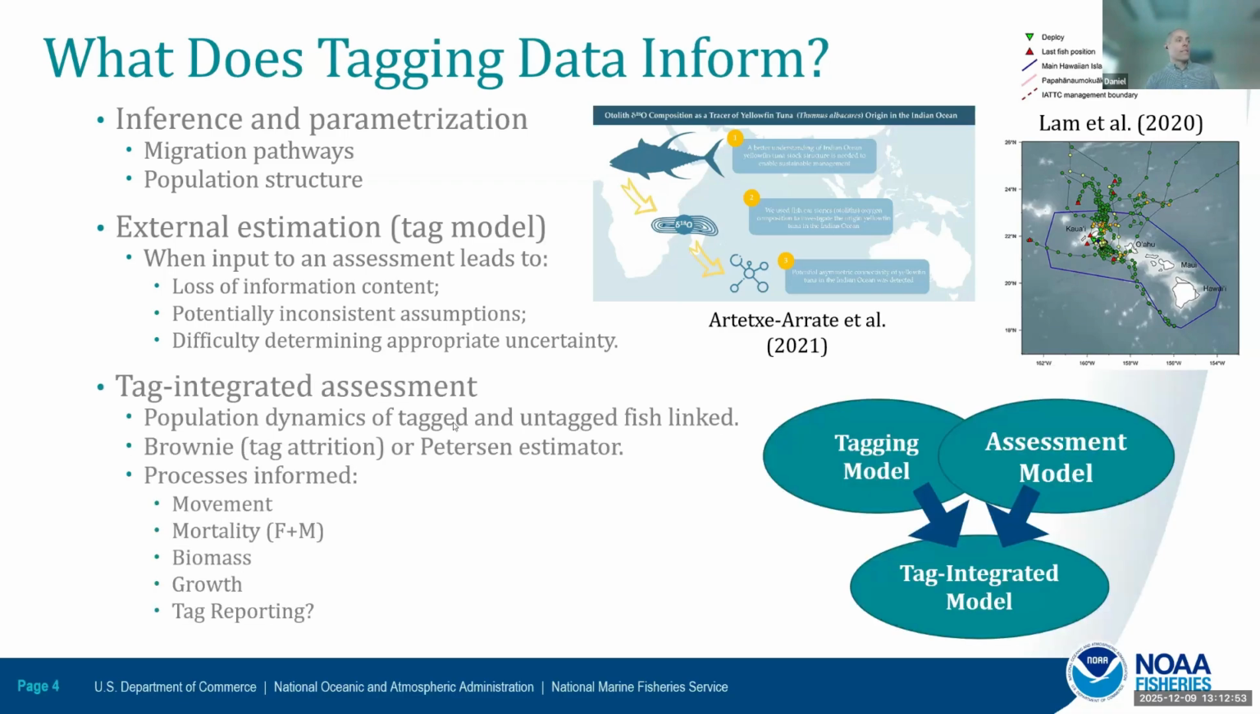So I'd say the gold standard for doing these spatial assessments is a tag integrated model. At the very basis of a tag integrated model, you have a tagging submodel where you're modeling the tagged individuals. You put that into the overall assessment, you follow those tagged individuals through time, and by fitting the tag recaptures, you can simultaneously, jointly estimate parameters like movement, mortality, potentially biomass, depending on how you formulate it, and maybe growth and maybe tag reporting rate.